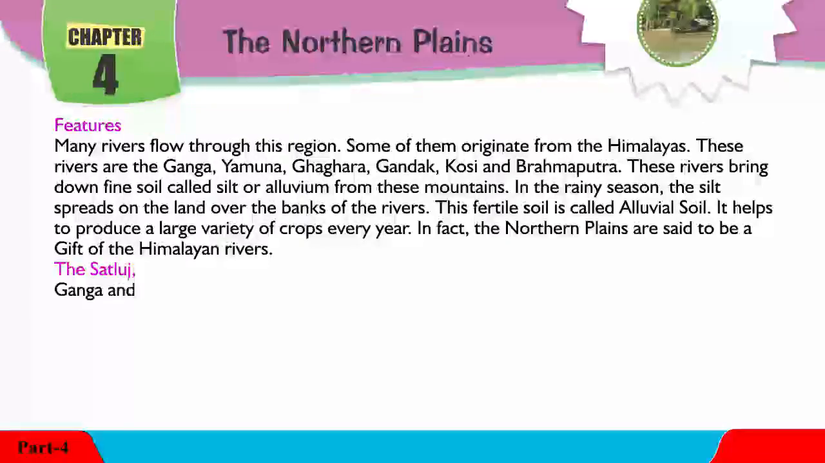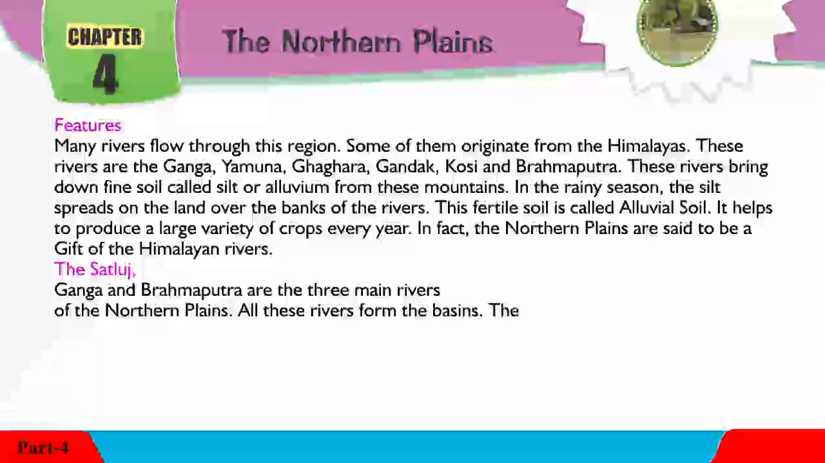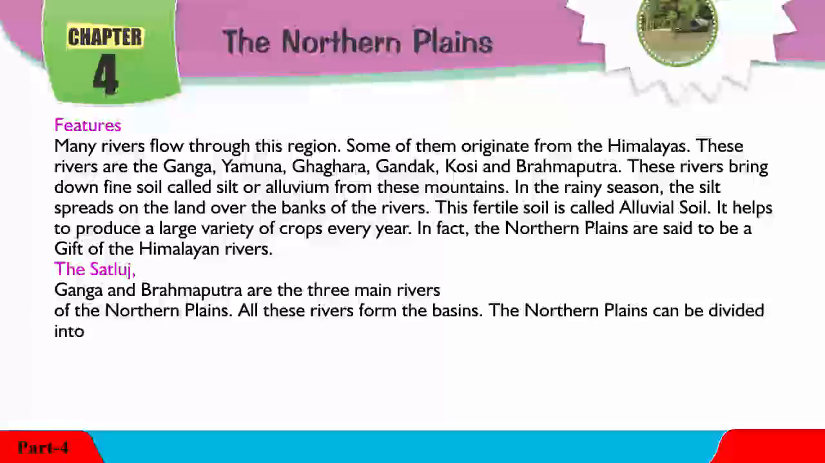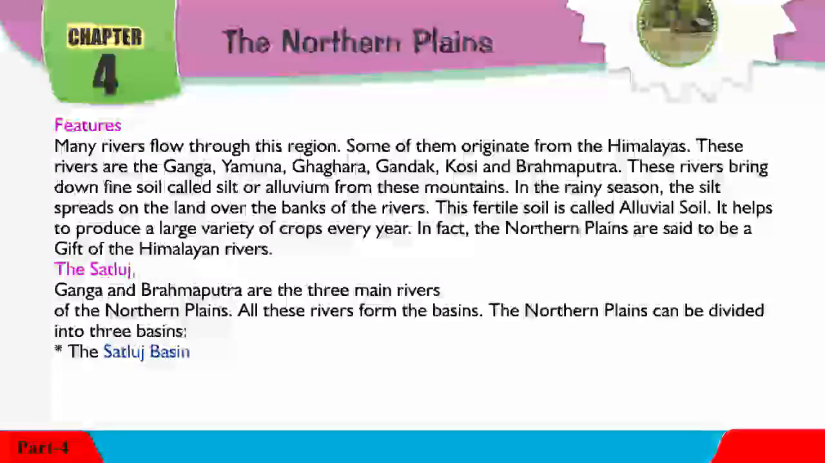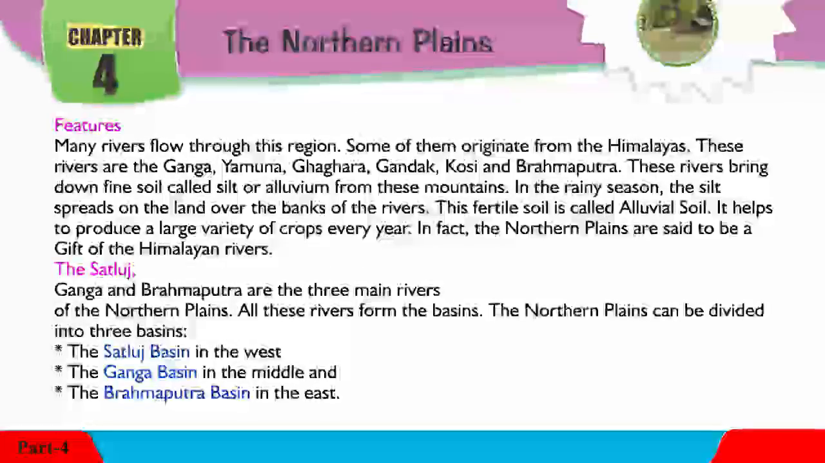The Satluj, Ganga, and Brahmaputra are three main rivers of the northern plains. All these rivers form the basins. The northern plains can be divided into three basins: the Satluj Basin in the west, the Ganga Basin in the middle, and the Brahmaputra Basin in the east.